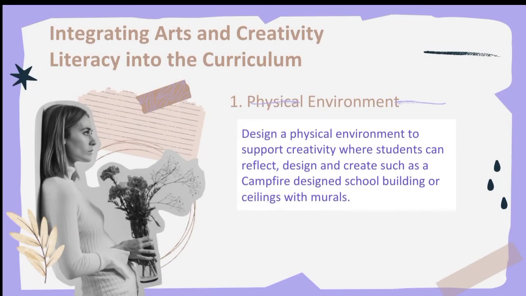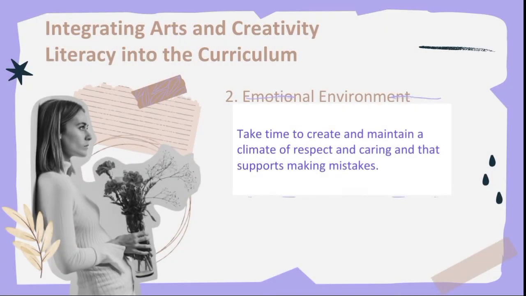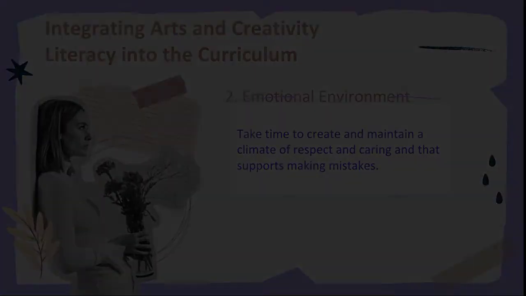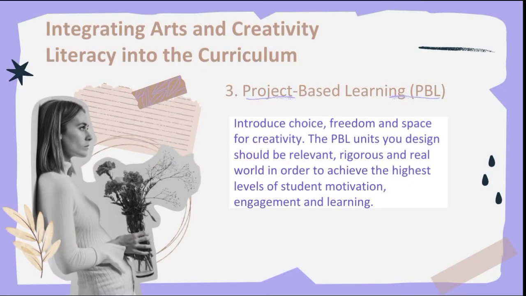Number 1. Physical environment. Design a physical environment to support creativity where students can reflect, design, and create, such as a campfire design school building or ceilings with murals. Number 2. Emotional environment. Take time to create and maintain a climate of respect and caring, and that supports making mistakes.